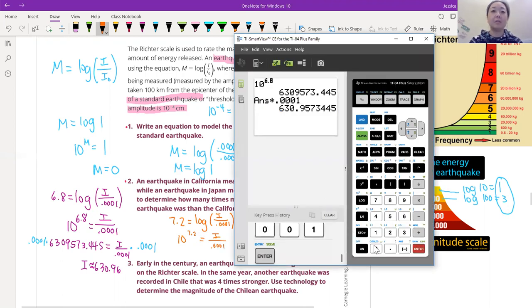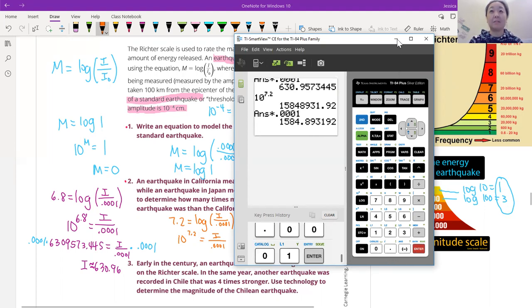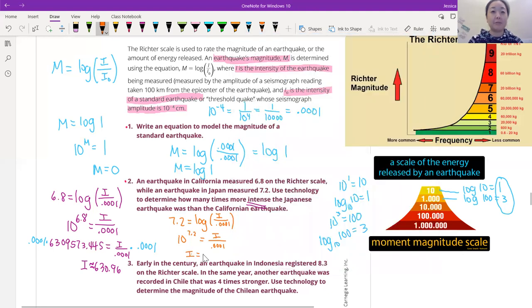Just like how we did before, we're going to figure out what that is on the calculator. So it's going to be 10 to the 7.2. It's going to be this huge number. Now, remember what we did with that 0.0001? We multiplied it, right? So I'm going to multiply that by 0.0001. There we go. And we get, what do we get? Ooh, 1584.89. Got it? So I is equal to 1584.89.